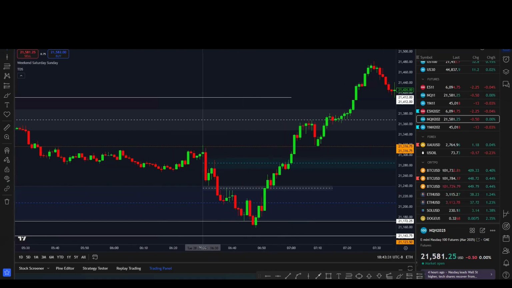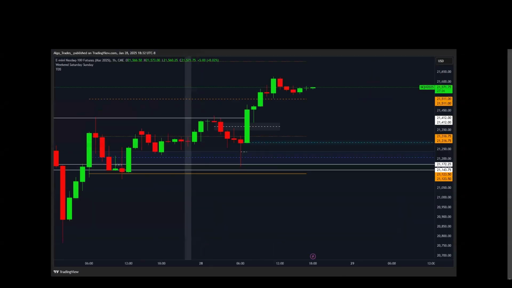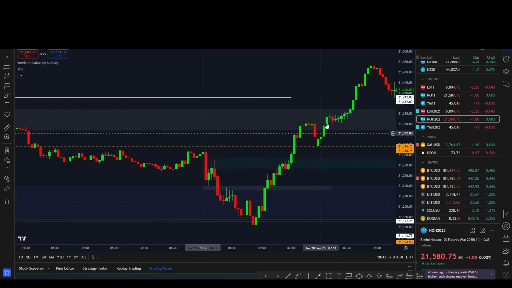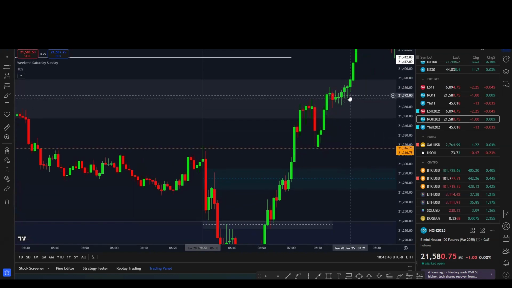Also, this white shaded box is this 1 hour fair value gap right there. And then essentially we're kind of dancing around it. The 50% of that 1 hour fair value gap is what is being respected right here with the bodies.